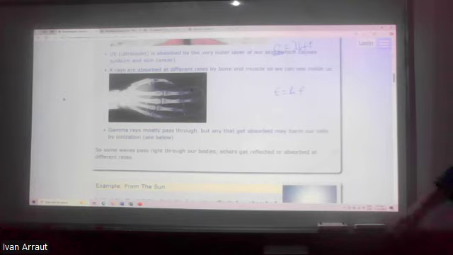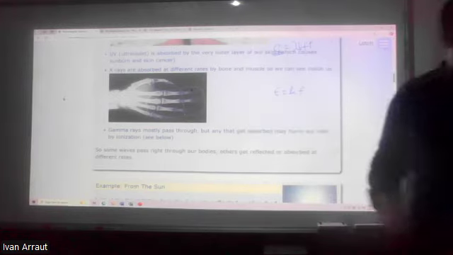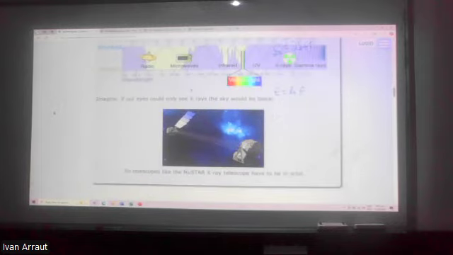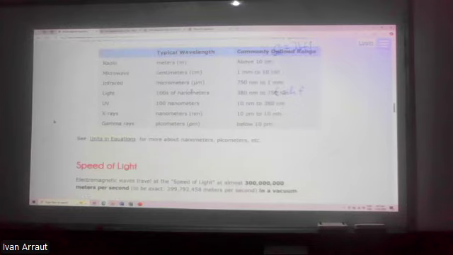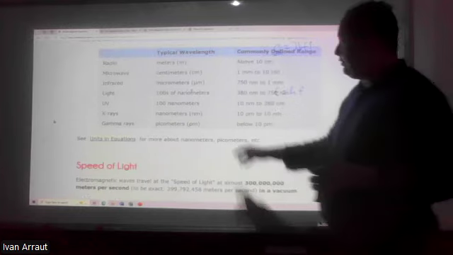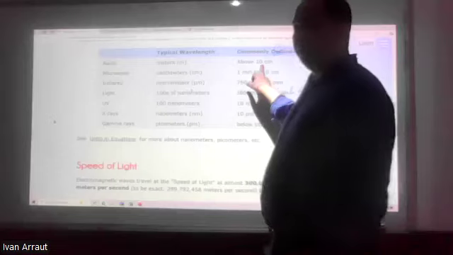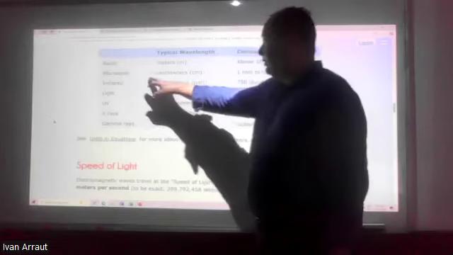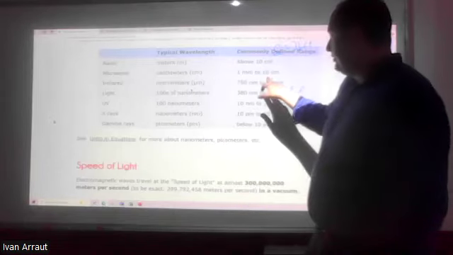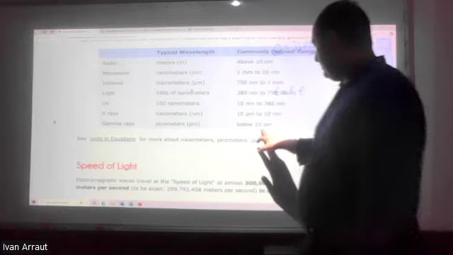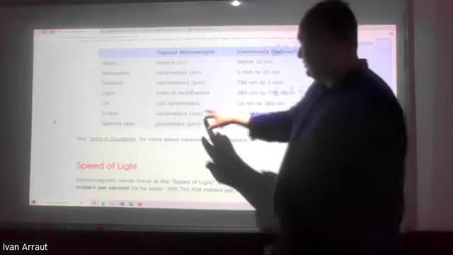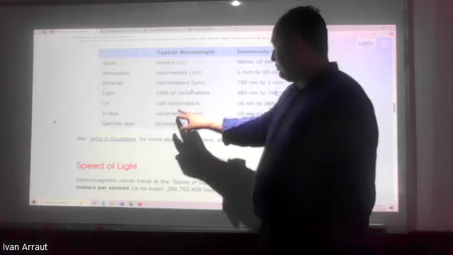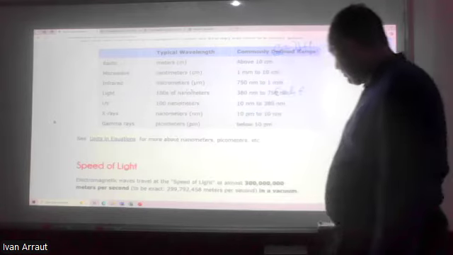Well, this is what I was telling you. X-rays for the bones. You need to protect yourself from the sun, the visible spectrum. Look at the wavelength. Typical wavelength of a radio signal, about 10 centimeters. Typical wavelength of microwave, 1 millimeter. Let's go to gamma rays: picometers, nanometers. So quite short, no?